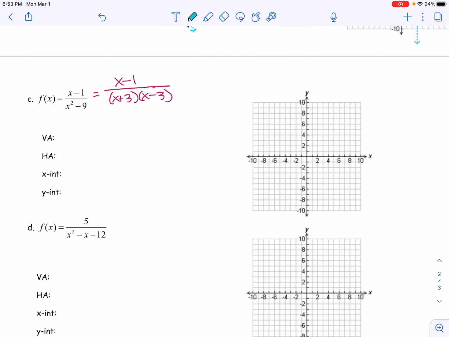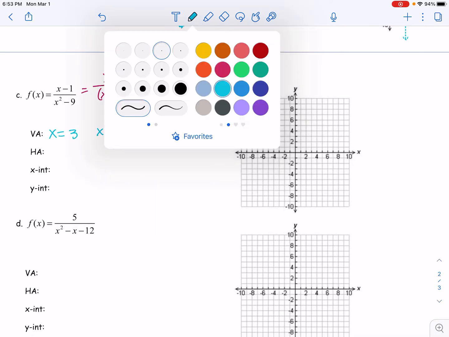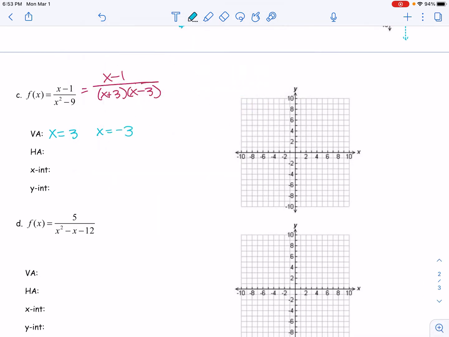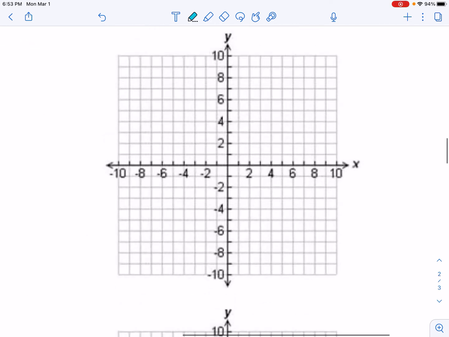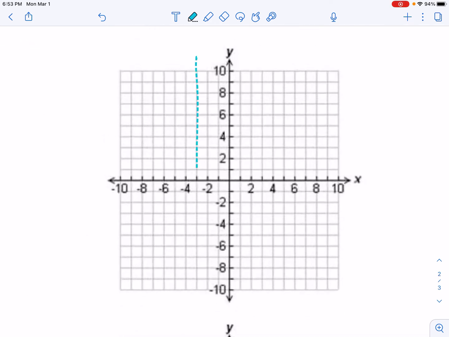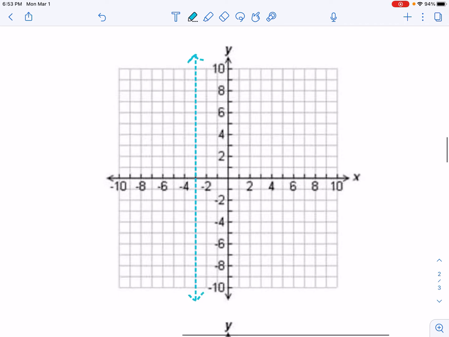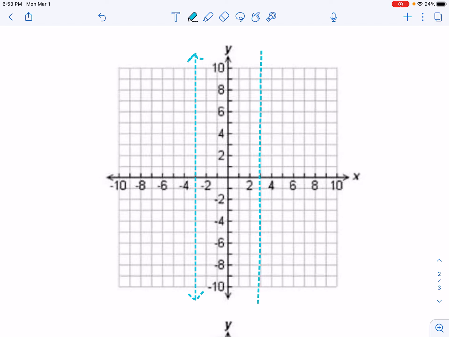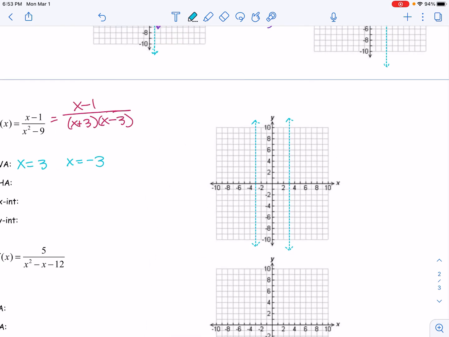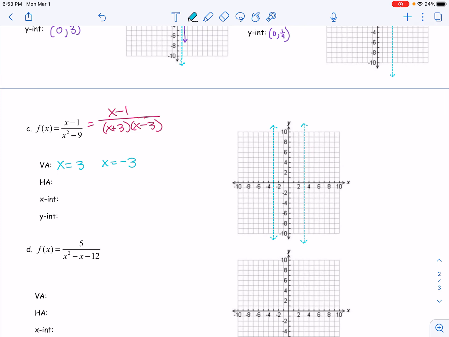Vertical asymptote, we're going to have 2, x equals 3 and x equals -3. So if I plot that right now before I forget, I need to blow that up. -3 and +3. So here's one where we're going to see 2 vertical asymptotes and how that maybe affects our graph. This is the first time we see it possibly.